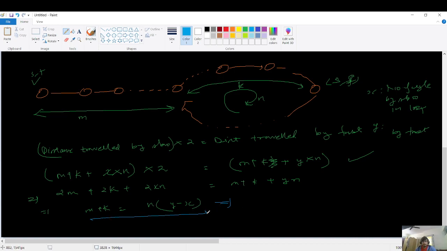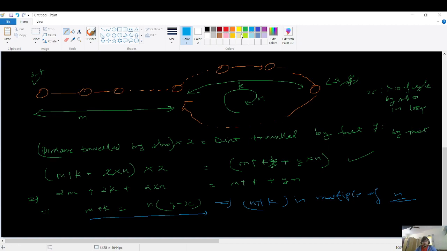So from this mathematical equation, what can I say? That m plus k is a multiple of what? n? I can say that, yes or no? Okay. Try to understand this point. It's very easy: I'm writing that m plus k equals n times something, right? That means m plus k is a multiple of n. I hope that is clear to you. Okay, so let's move ahead.